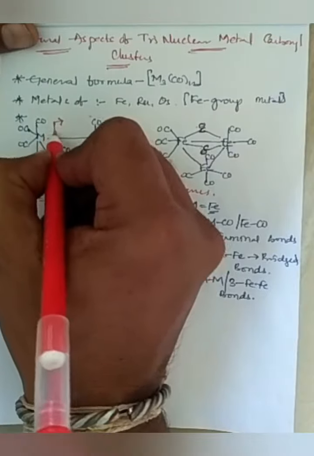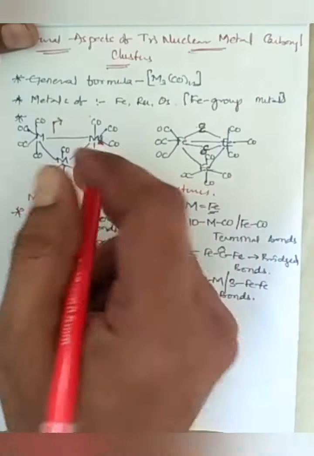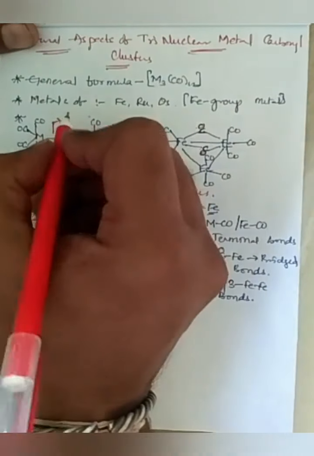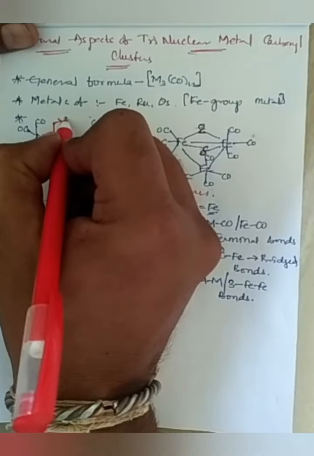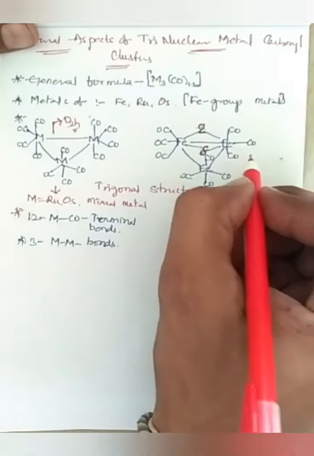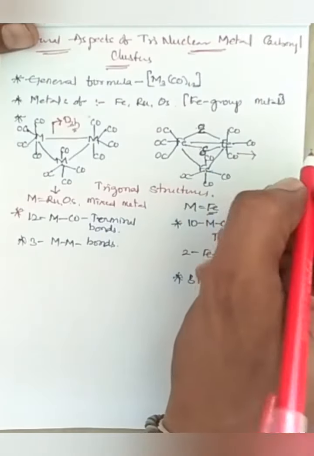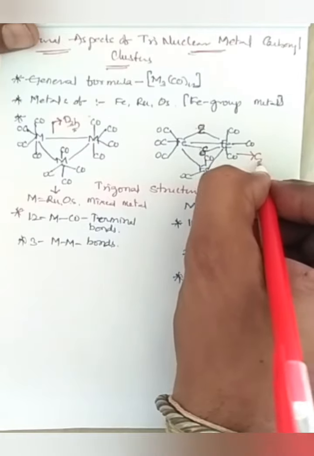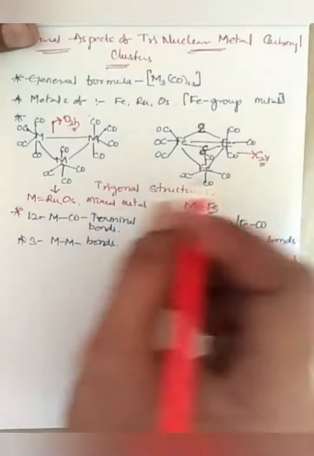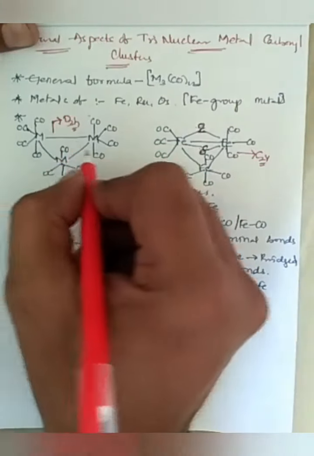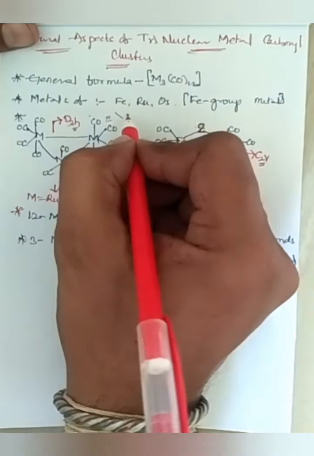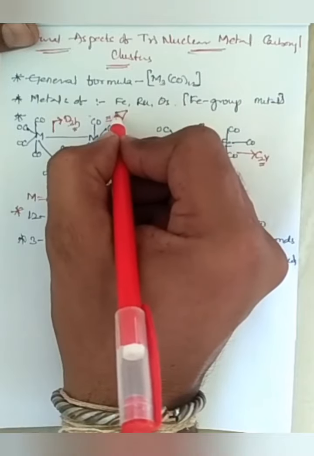To define the variation, we have to define the symmetry of these 2 structures. When it comes to ruthenium, osmium or mixed metal trinuclear clusters, the structure will have D3h symmetry. When it comes to an iron trinuclear metal cluster, it will have C2v symmetry. The difference is that we define this structure as D3h because it has a uniform trinuclear structure.